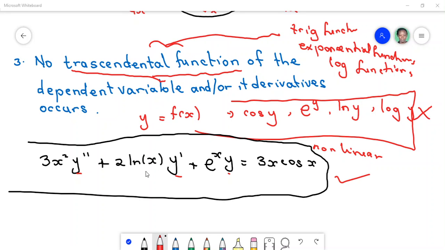So you can describe this differential equation. What is the order of this differential equation? It's a second order differential equation. So I have a second order linear ordinary differential equation.